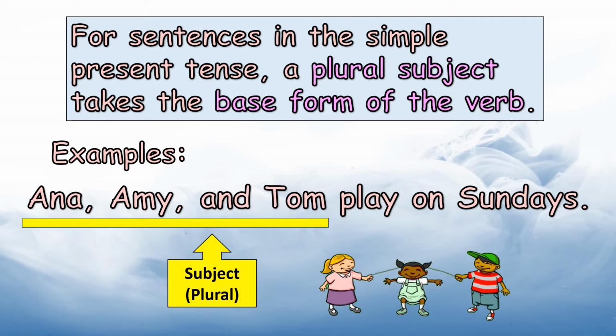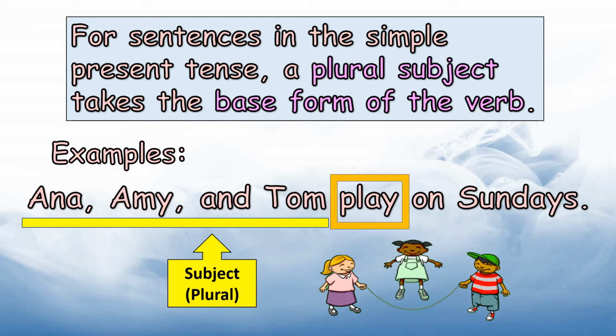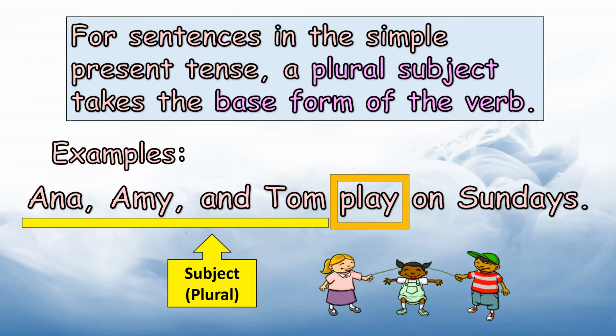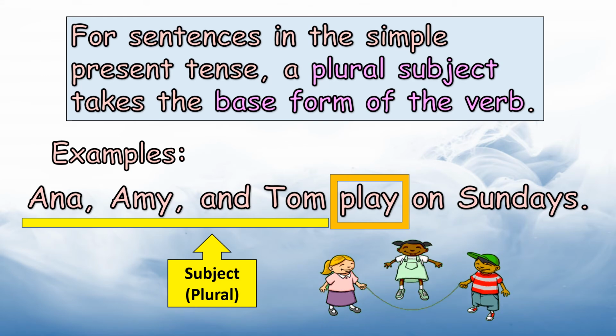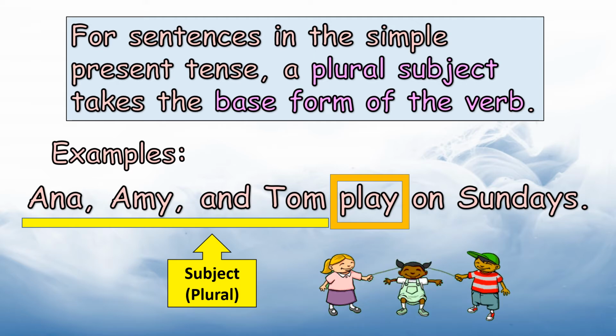How about the verb? The verb in the sentence is play. The verb play is in the base form. Why? Because the subject Anna, Amy, and Tom is plural. That is why the verb should be in the base form. Plural subject takes the base form of the verb. Always remember the verb should agree with the subject.